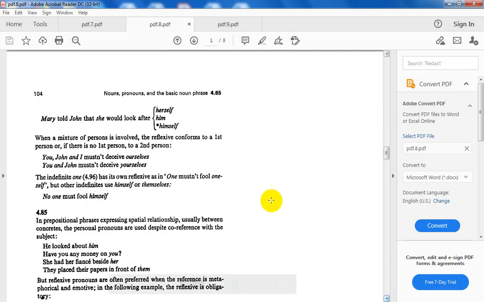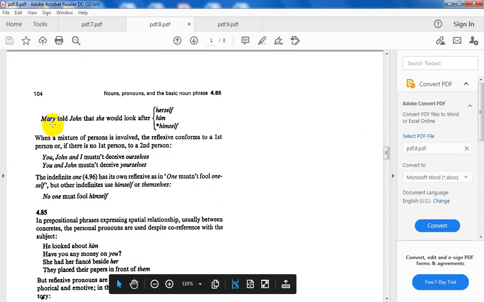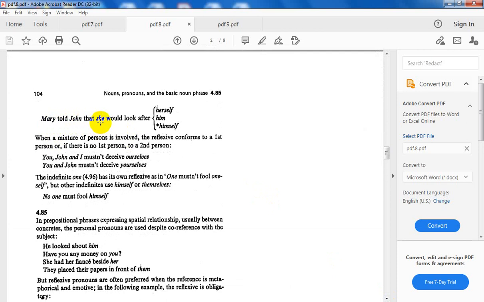But let us look at this sentence. Mary told John that she, referring back to what? To Mary. She would look after him herself. I mean, she would look after herself. I mean, she needed me herself. She would look after him. You see herself, because I have the subject here, she herself.